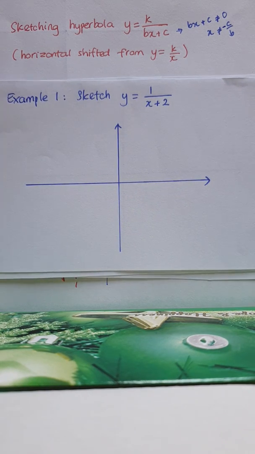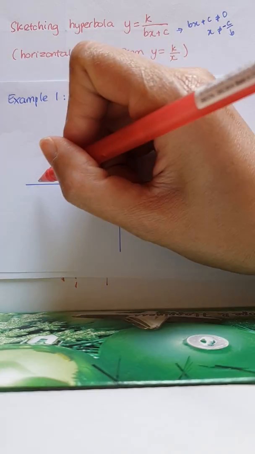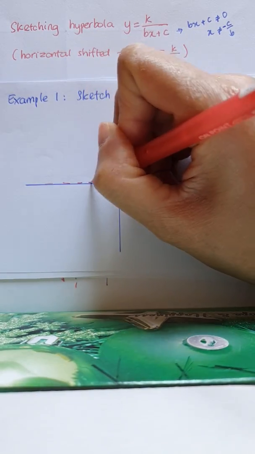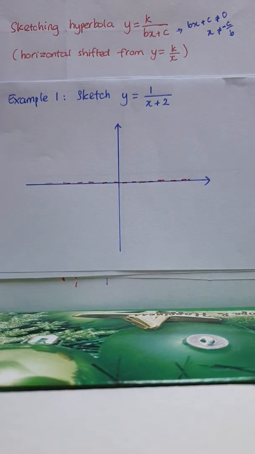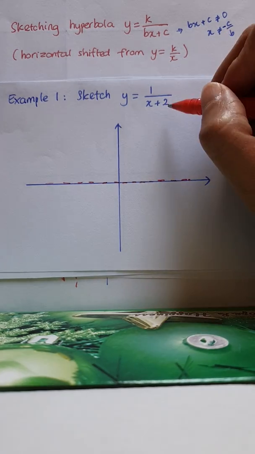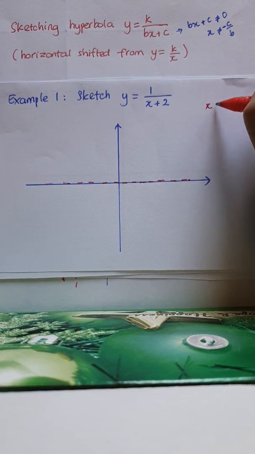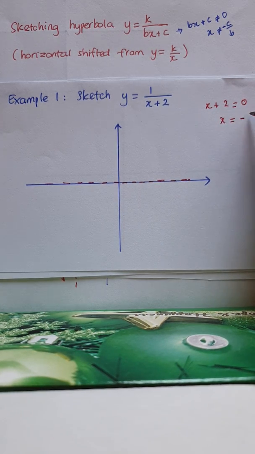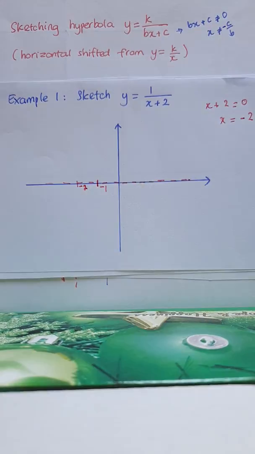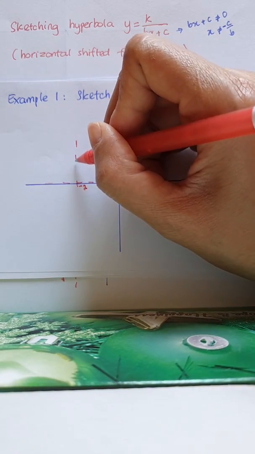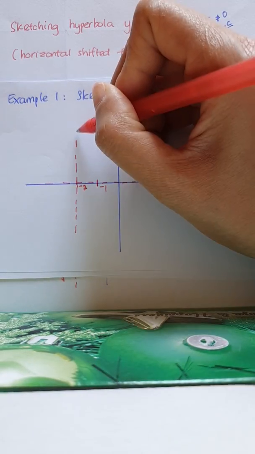sketch this function. So firstly, horizontal asymptote remains the same, so indicate clearly by broken line. Now work out our new vertical asymptote by solving this equation. x plus 2 is 0. It means x cannot be, x is negative 2, and that is where our new asymptote is. So indicate the number carefully, nicely, so we have the scale for our x-axis, and that's where our vertical asymptote is.